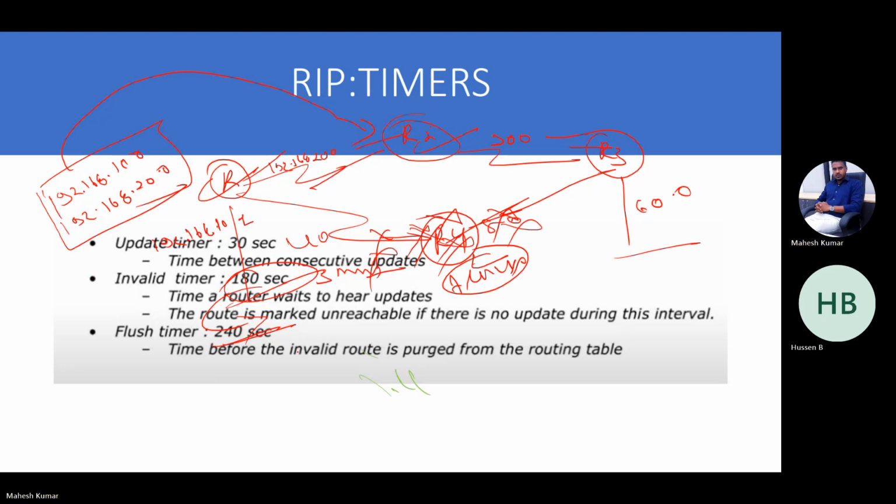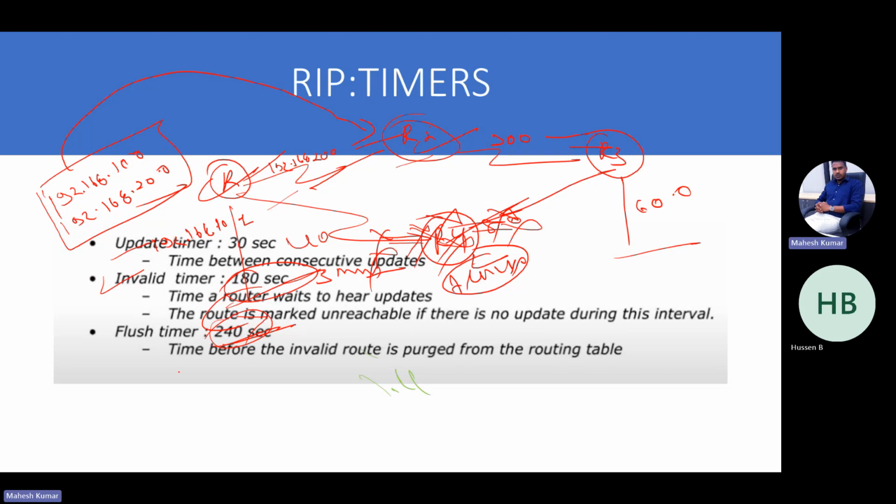Okay, so the update timer is 30 seconds. Invalid timer means 180 seconds. The other routers will wait for 180 seconds. If they are still not getting any response from the R4 side, they will consider this router as invalid. But still they will wait for some more time, until 240 seconds.